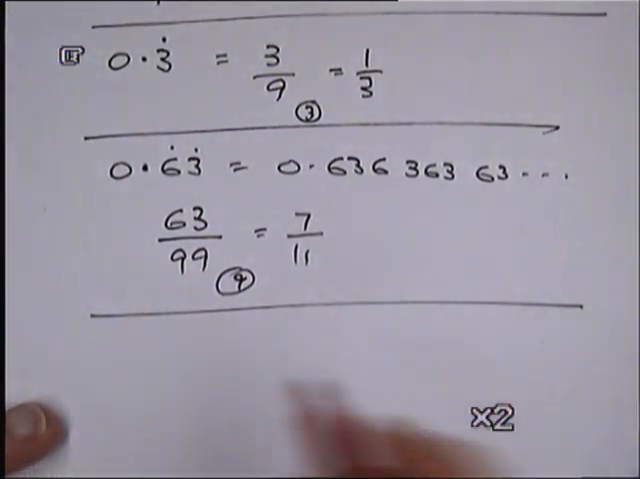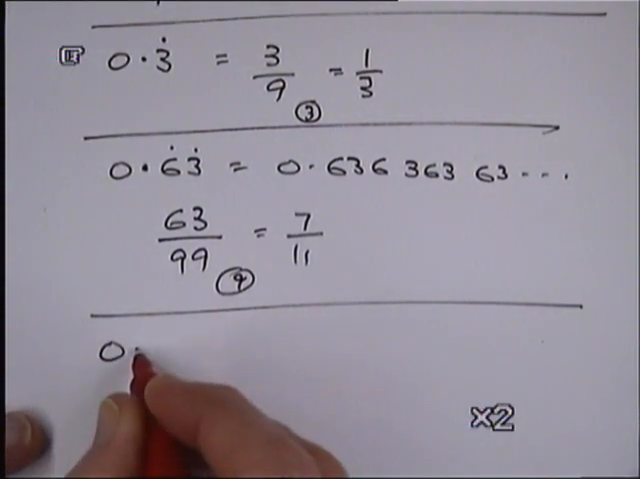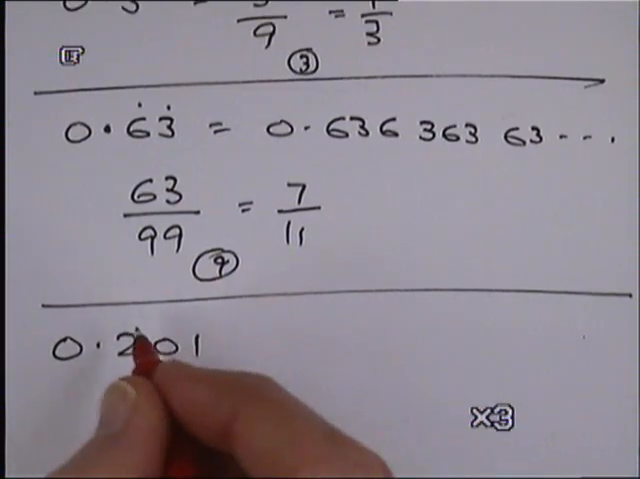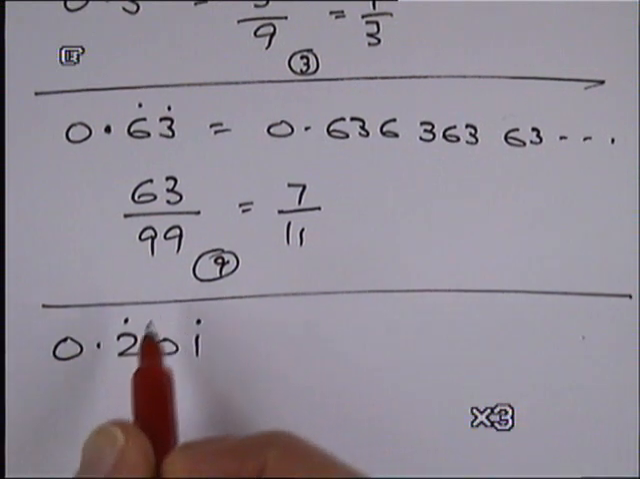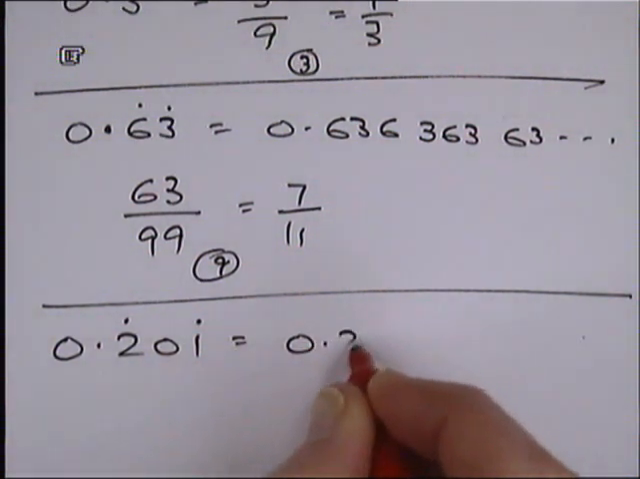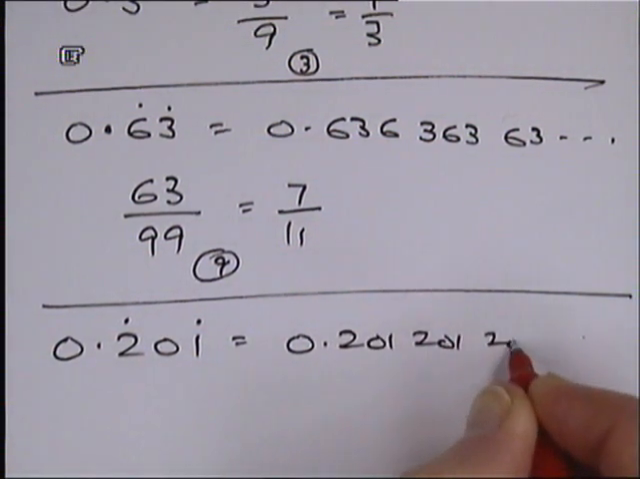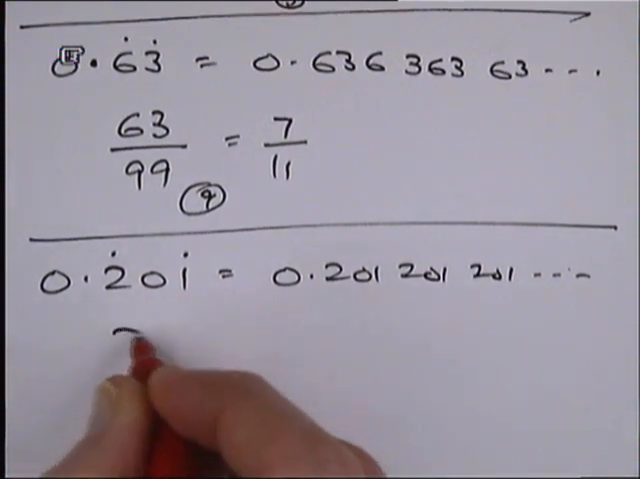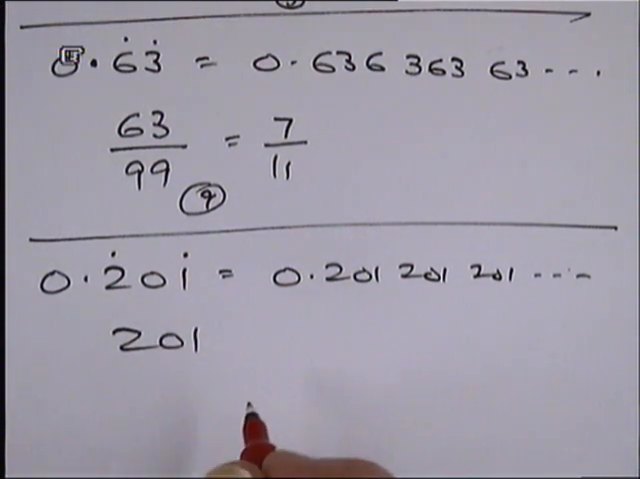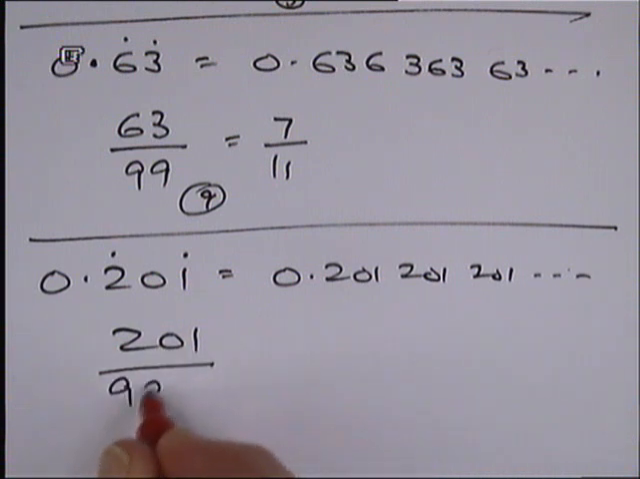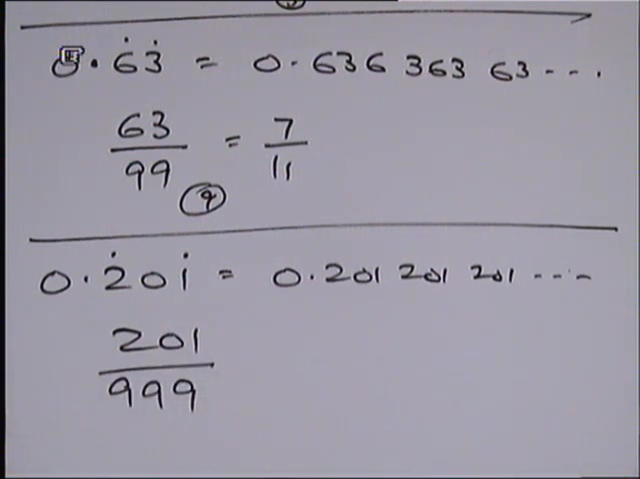So we've done a 2-digit recurring decimal. What we're going to look at next is a 3-digit recurring decimal. And you've probably guessed what will happen. This is 0.201, and I'm going to put the dots there and there. That shows that the pattern recurs between the 2 and the 1. So that's the same as 0.201, 201, 201, going on and on forever. You probably guessed what we do. We write down the 201 on the top as the numerator of our fraction, and on the bottom we write three 9s to get 201 over 999.